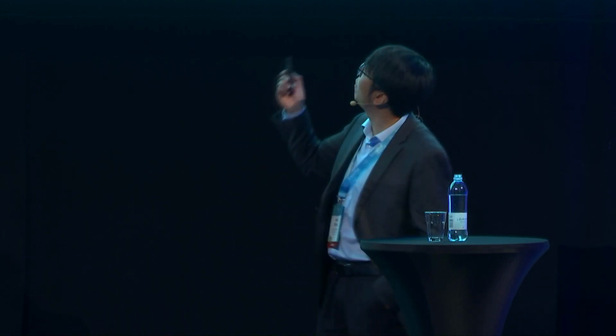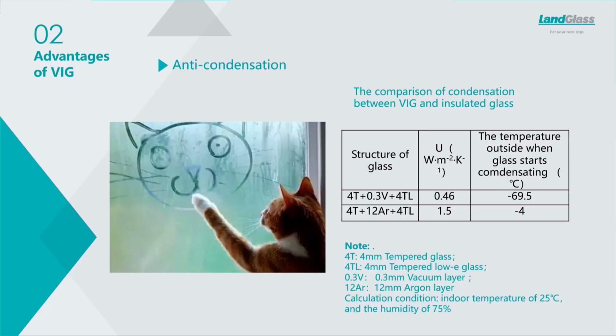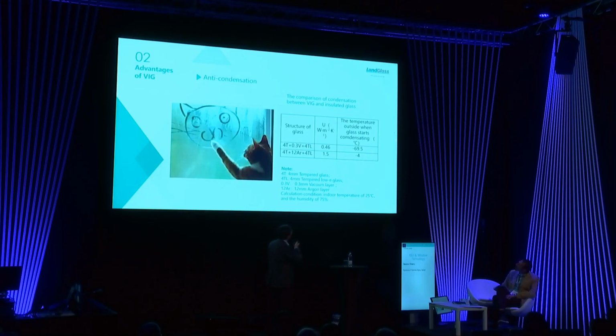But here, I just want to show you, if we have a solution for anti-condensation, let's make the comparison. If you look at this table, we compare the VIG and the normal IG. You can see the U value has a big difference, and the biggest difference is here. For the VIG, the glass starts to condense at a temperature of almost minus 70 degrees, but for the normal IG, it starts at about minus 4.